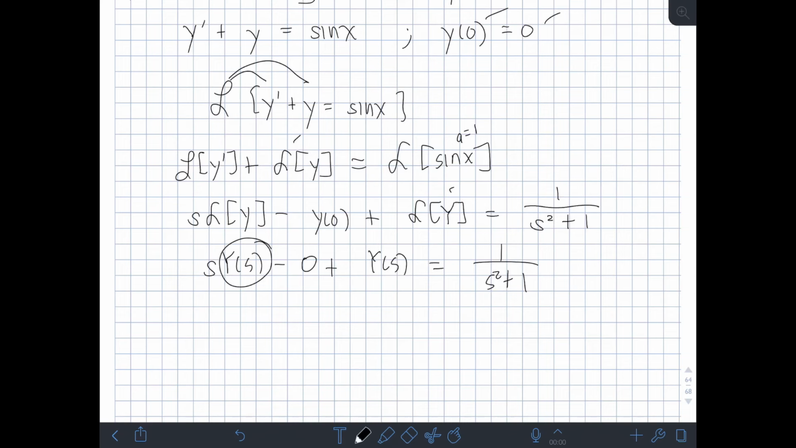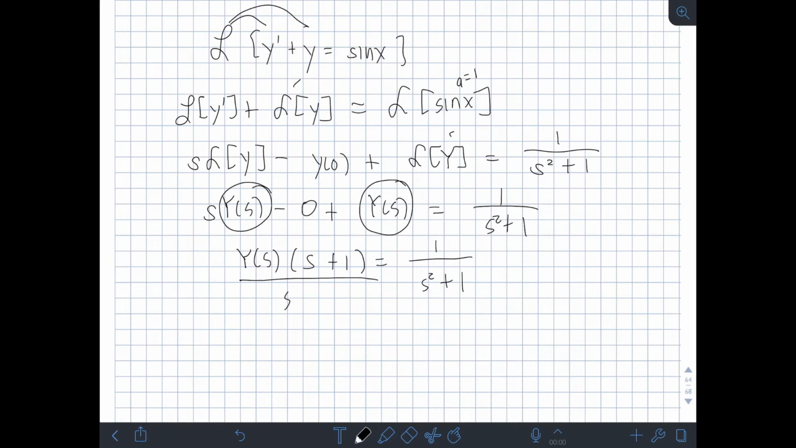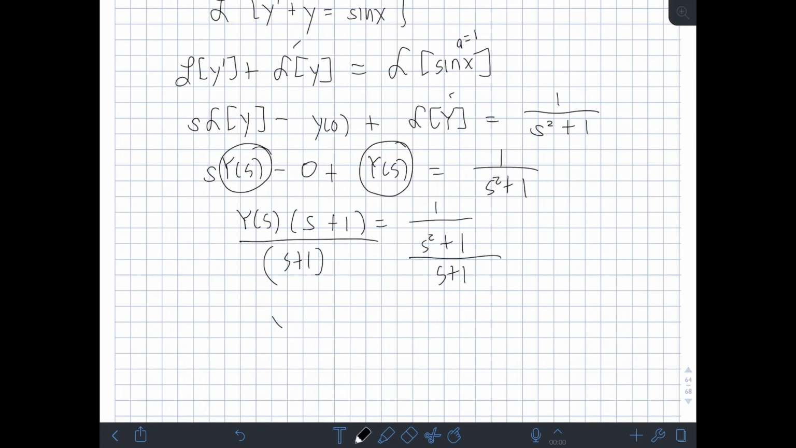So, ang goal natin is, masolve natin yung y of s. So, factor out natin yung y of s, we have s plus 1 equals 1 over s squared plus 1. So, divide both sides by s plus 1. Parang we have y of s is equal to 1 over s plus 1 times s squared plus 1.